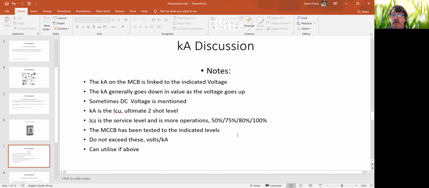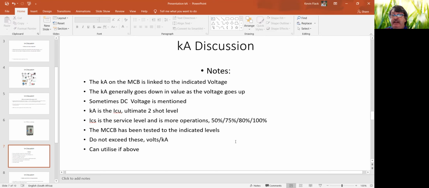It really means, of course, that that circuit breaker has been tested to those levels and approved very often by a third-party approval, a SABS testing house, a SANAS accredited test station, some or other third party that has qualified it.